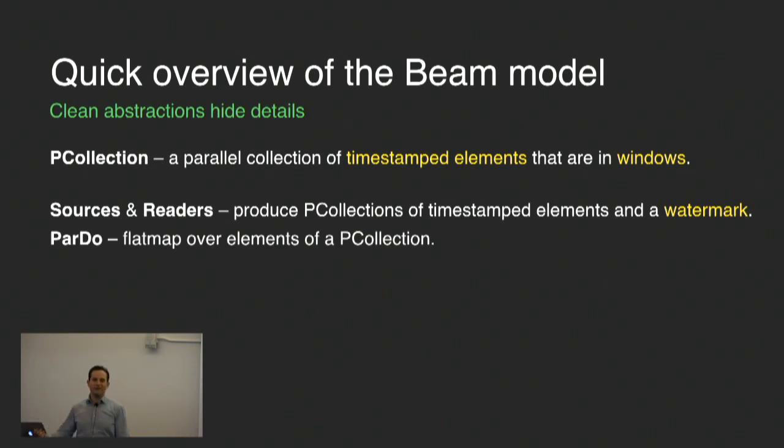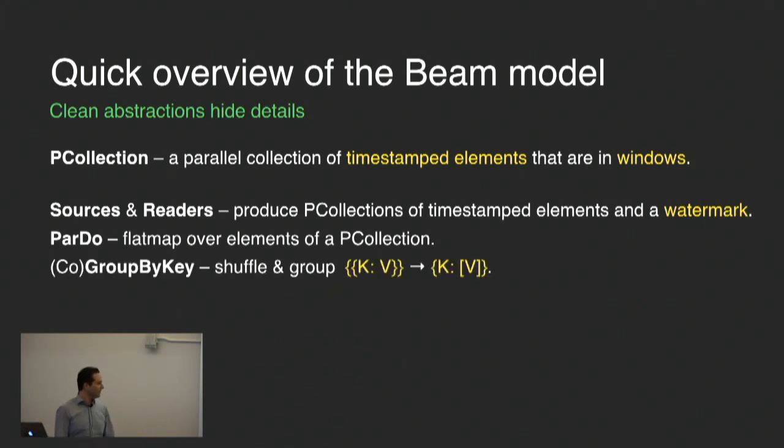ParDo is basically a flat map. It's a way for a user to write a simple function that takes an element, does some processing, and produces zero or more elements to downstream stages.